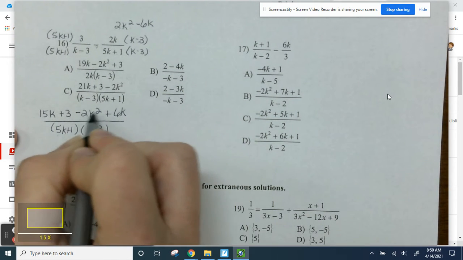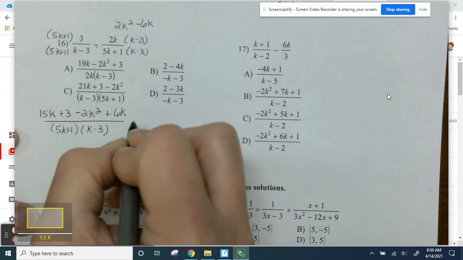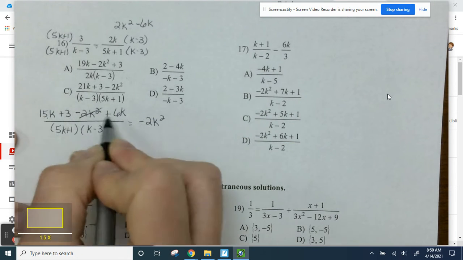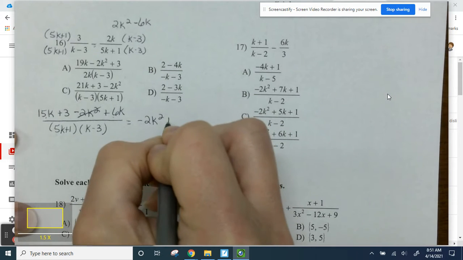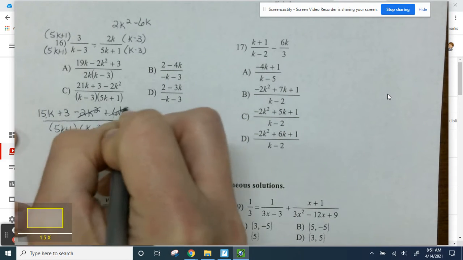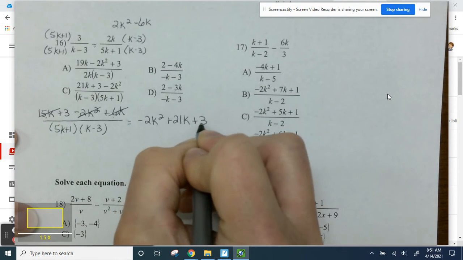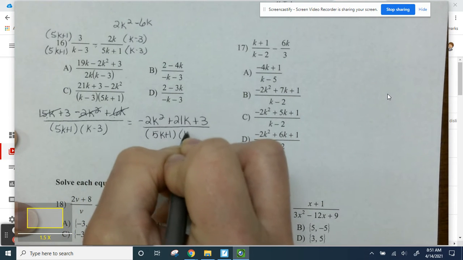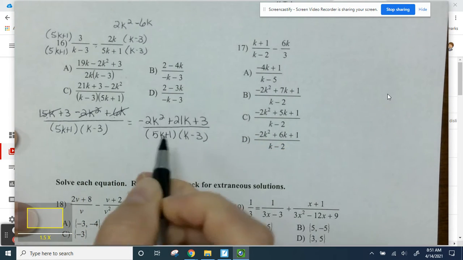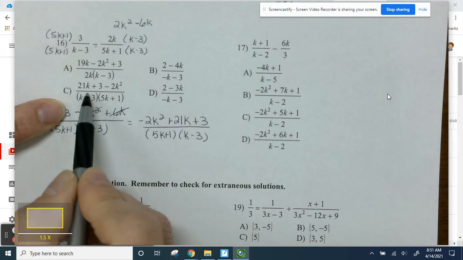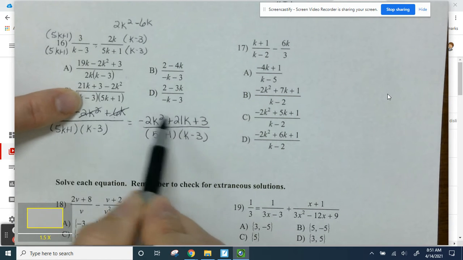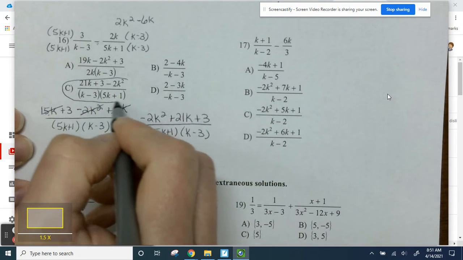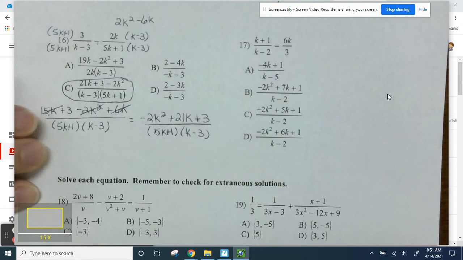We only have one k squared term, so we're going to write that down, negative 2k squared. But we have a 15k and a 6k, which we can make 21k, and then we still have the plus 3. And it's all over our common denominator. If we look up here, you can see that choice C, that's 21k plus 3 minus 2k squared over our common denominator. So the answer there is C.